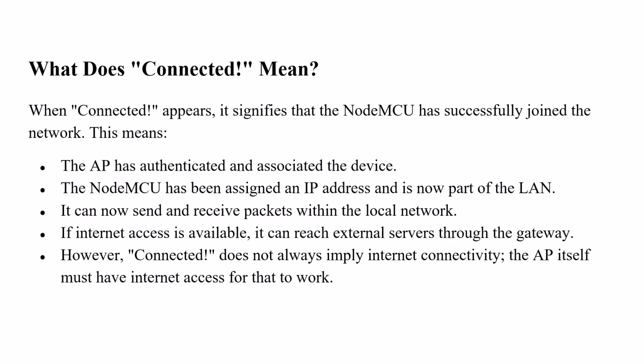Next, when a NodeMCU shows connected, it means it has successfully completed all handshake and setup steps and is now a part of the local network. It's like entering a party, checking in, and now being free to chat with others. It has an IP address, it's recognized by the router, and it can now send or receive data like messages, sensor readings, or commands. But remember, connected only means it's a part of the LAN. If the router doesn't have internet access, the device can't reach servers or cloud APIs. It's like being inside a building but unable to make an outside phone call. So always check the router's internet connection too.